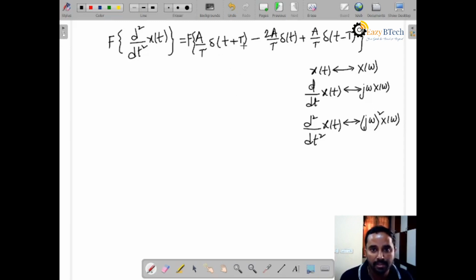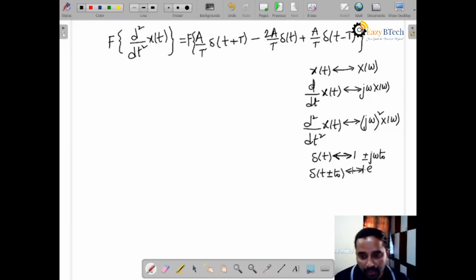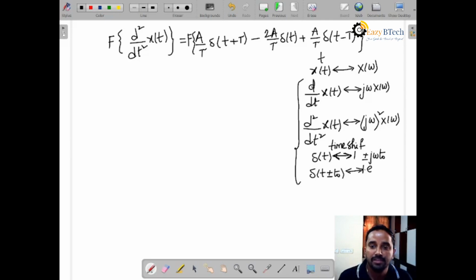And we already know the Fourier transform of the impulse function. Here we have time shifting also, t plus tau, t minus tau. We know the Fourier transform of del of t is 1. Suppose the Fourier transform of del of t plus or minus t naught, time shifting: what is the answer? 1 into e to the power plus or minus j omega t naught. So an exponential term will come. If plus t naught, then e to the power plus j omega t naught. Minus t naught, e to the power minus j omega t naught. All these we are going to use now. This is the time shift property, and this is the time differentiation property. So properties are very, very helpful to do the Fourier transform easily.